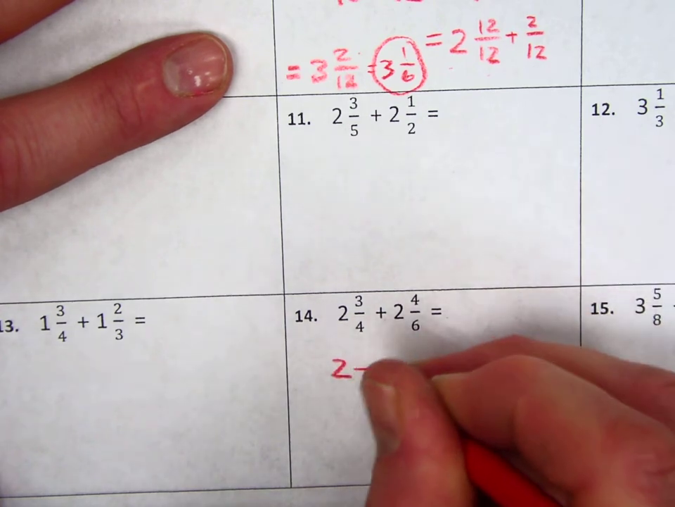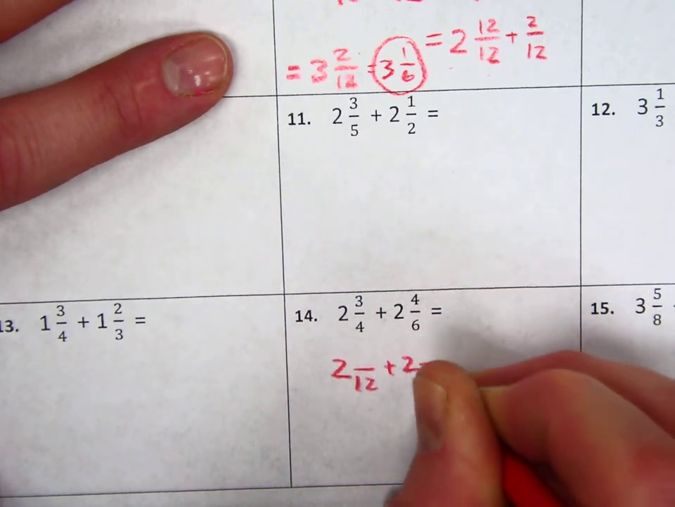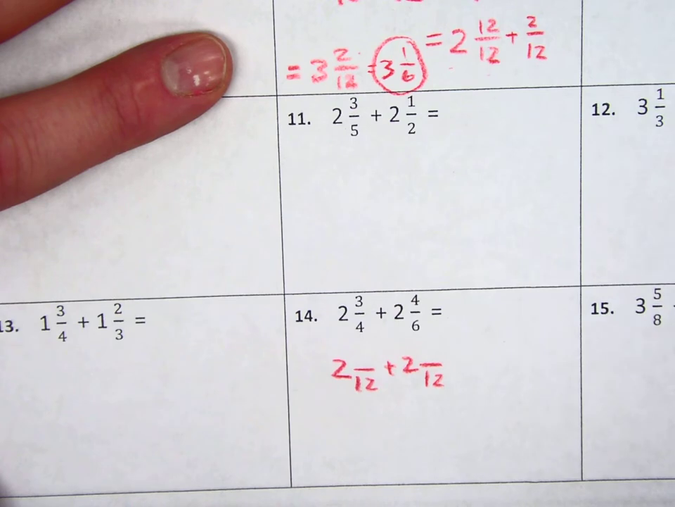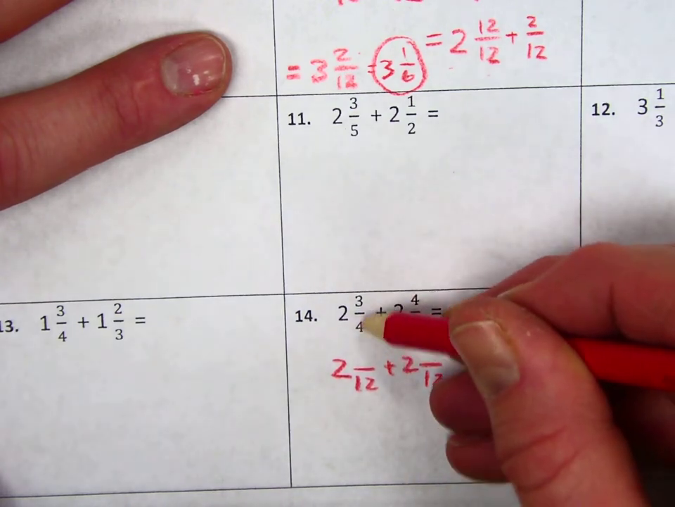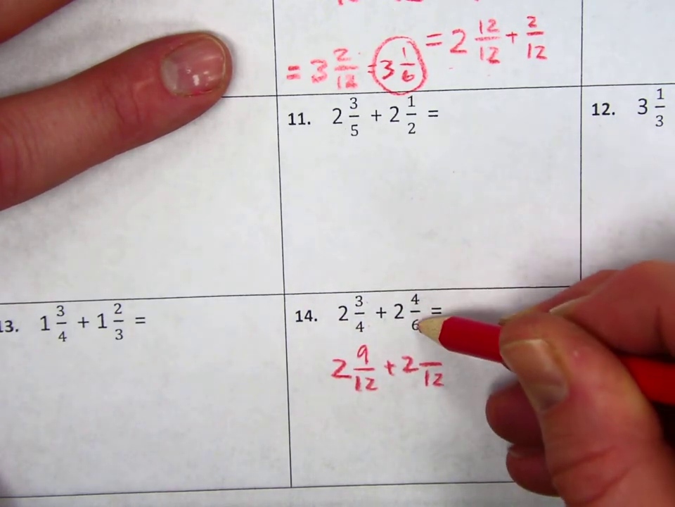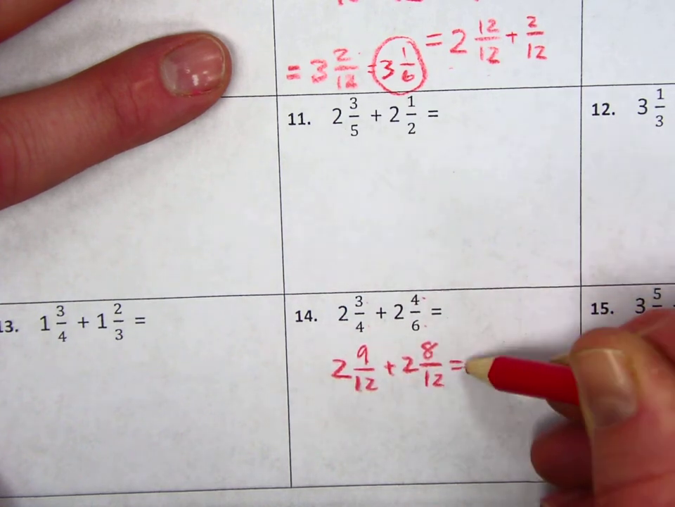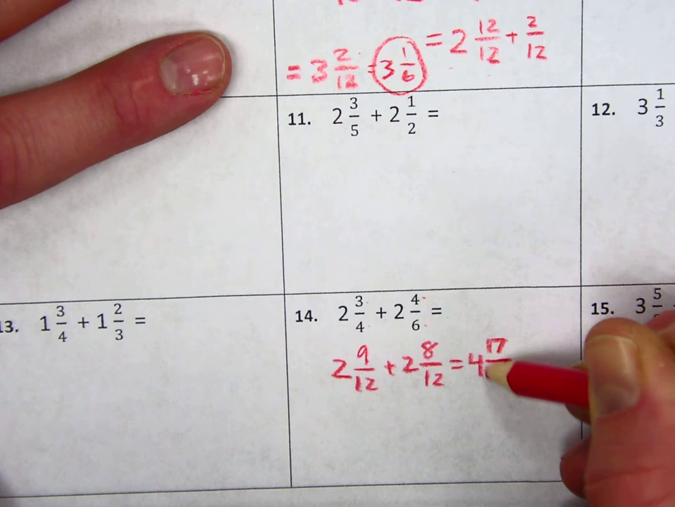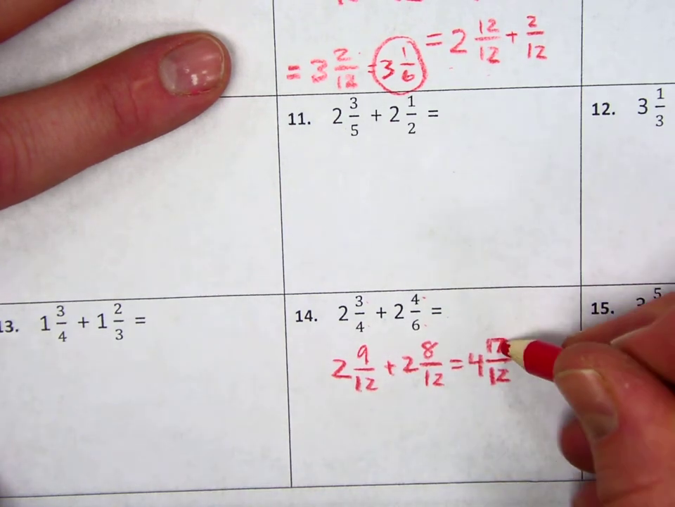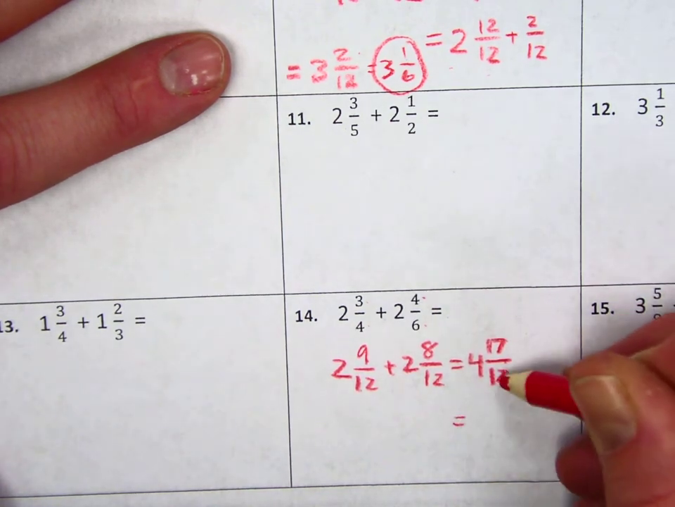So 2, and it's going to be 12ths, and 2 and 12ths, because common denominators is always our first skill. Multiplied that by 3, so we multiply that by 3. Multiplied that by 2, so we multiply that by 2, so it's 8. Add our whole numbers, so that's 4 and 17/12. And of course 12 would go into 17 one time, so I could just add that.